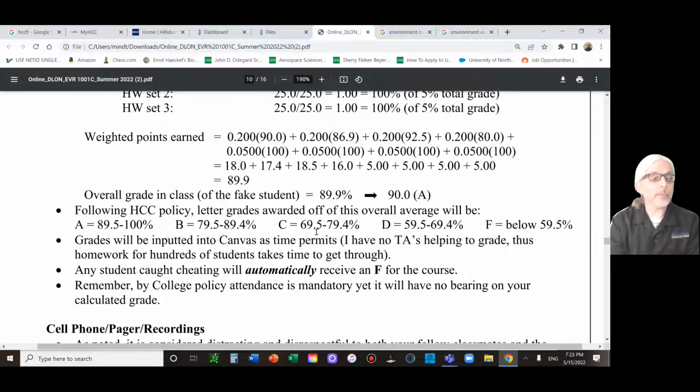I will always round up when I'm allowed to. So obviously 89.4, by the rules of mathematics, I cannot round up. It will not round to a 90. You will get a B.